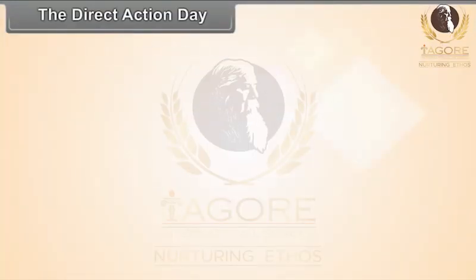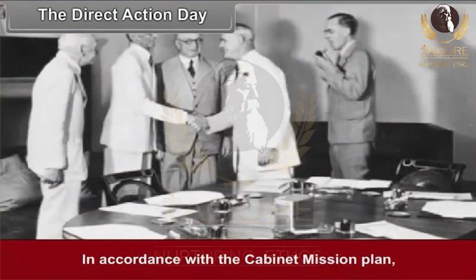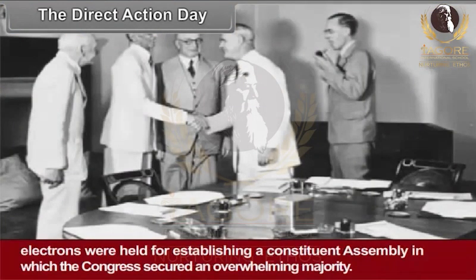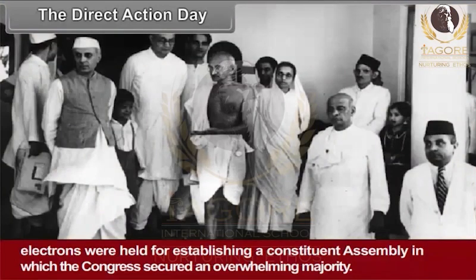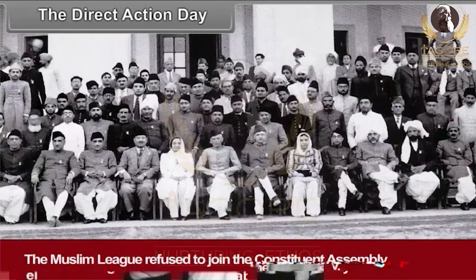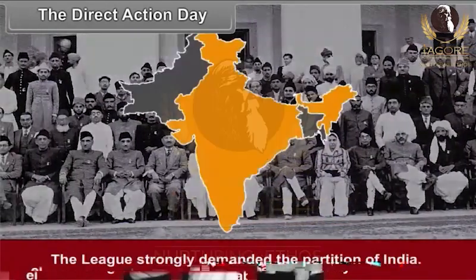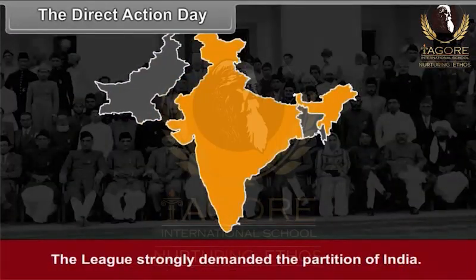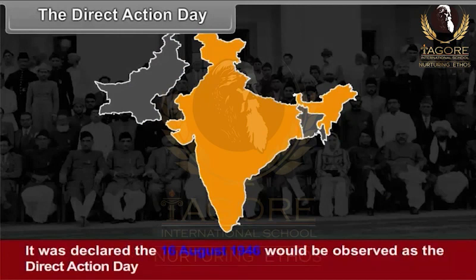The Direct Action Day. In accordance with the Cabinet Mission Plan, elections were held for establishing a Constituent Assembly in which the Congress secured an overwhelming majority. The Muslim League refused to join the Constituent Assembly. The League strongly demanded the partition of India. It was declared that 16th August 1946 would be observed as the Direct Action Day with a view to explaining the League's stand on the creation of Pakistan.